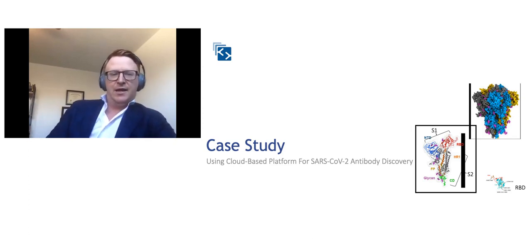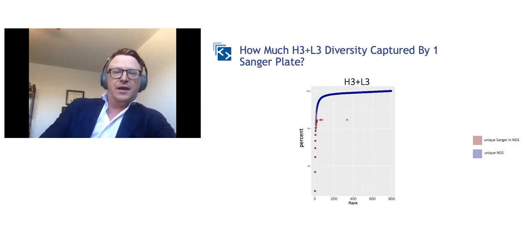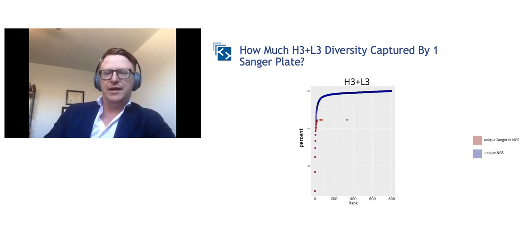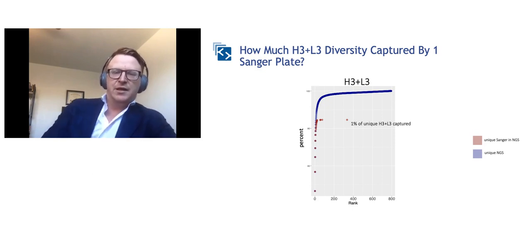So in a case study, what we have is basically using our cloud-based platform for SARS-CoV-2 antibody discovery. Just as a comparison, we looked at the total H3L3 diversity captured by one Sanger plate. In red is the unique Sanger and NGS, and then in blue is the unique NGS overall. What we're plotting is a cumulative percentage of the clones as they're captured on the Sanger plate, and these are ranked according to their abundance. You can see that if you take the whole context of H3L3 only and look at the total diversity, you're only capturing about 1% in the grand context of the NGS universe.